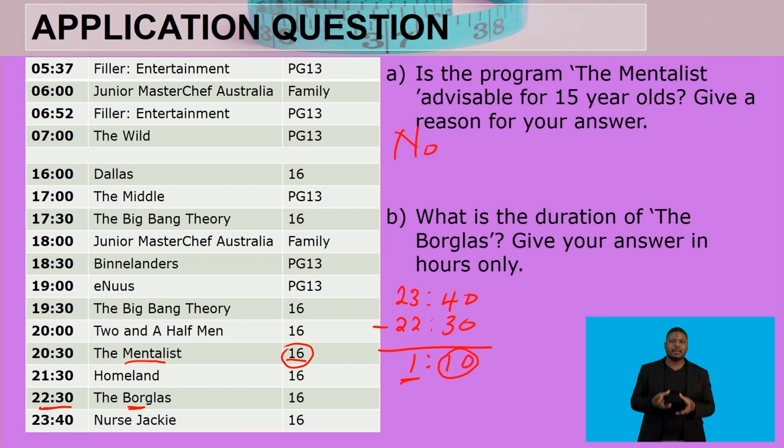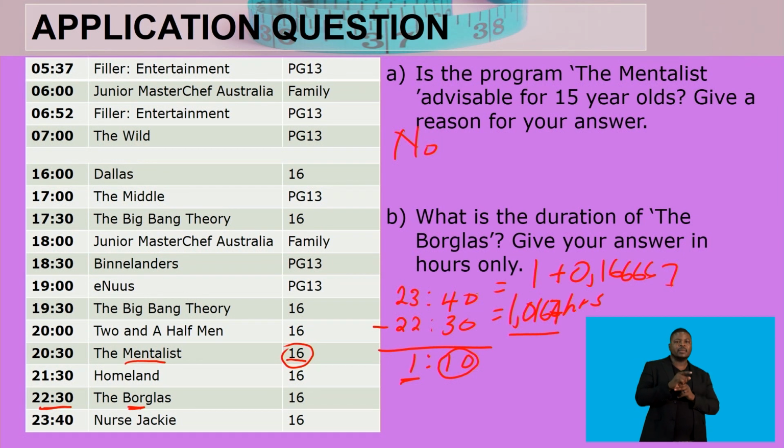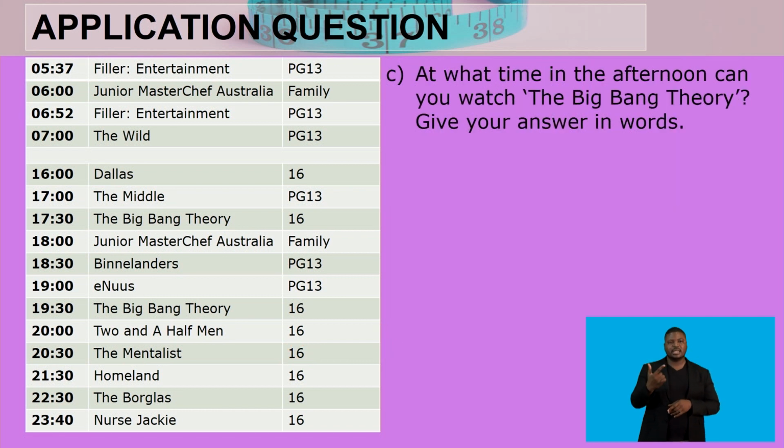It gives us a very long number. So we've got 1 hour plus 0.166667. When you add it together, it gives you 1.0166 hours. So you round it off to the nearest 4 digits after the comma. So it's 1.0164 hours.